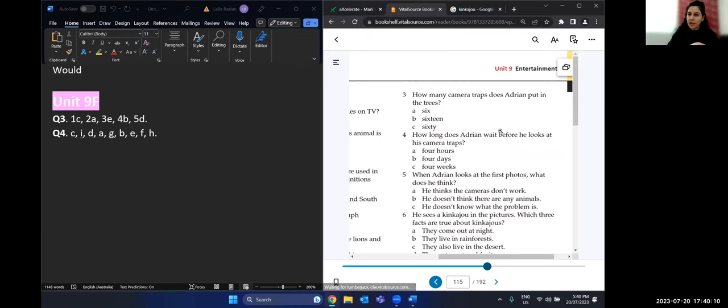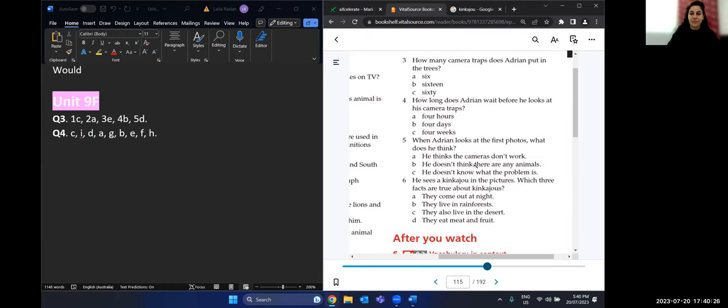How many camera traps does Adrian put in trees? 6, 16, or 60? How long does Adrian wait before he looks at his camera trap? 4 hours, 4 days, or 4 weeks? When Adrian looks at the first photos, what does he think? He thinks the camera doesn't work. He doesn't think there are any animals. He doesn't know what the problem is. He sees a kinkajou in the pictures.